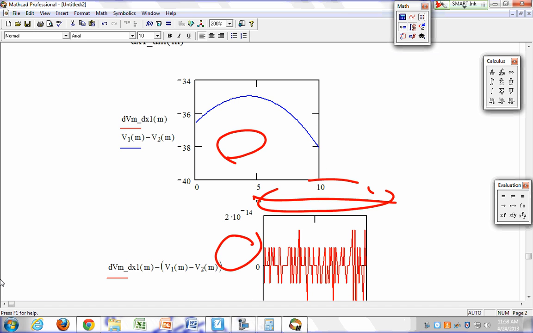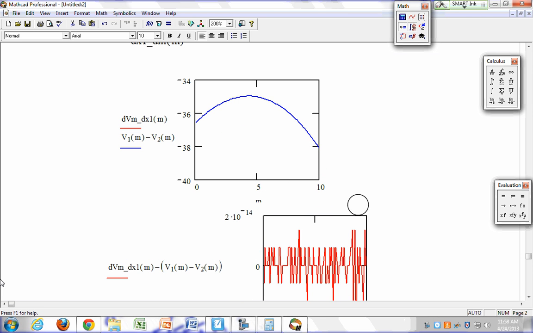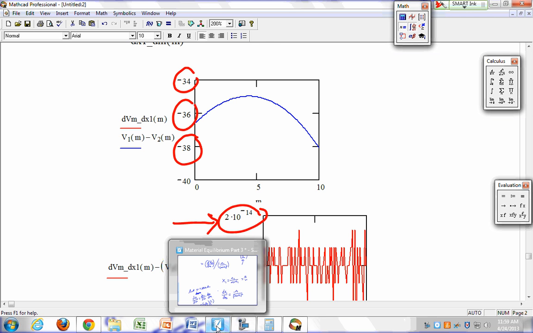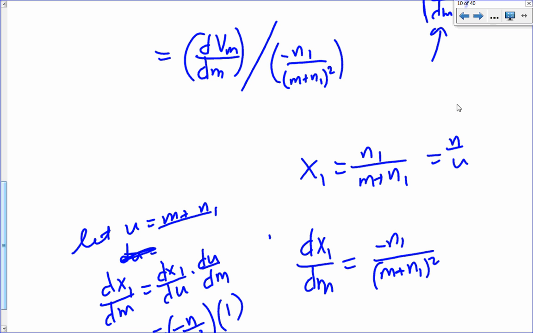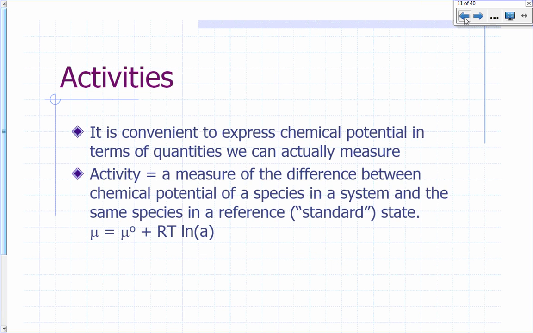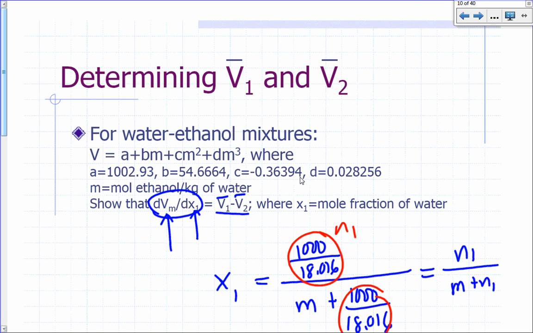Now, a 2 times 10 to the negative 14 difference compared to the actual values, which are negative 34 to negative 38, is a very small number. So that's essentially zero difference between the two groups. Okay, so let's pause here for now, and we'll continue this in another video.